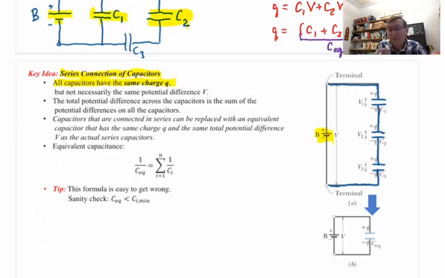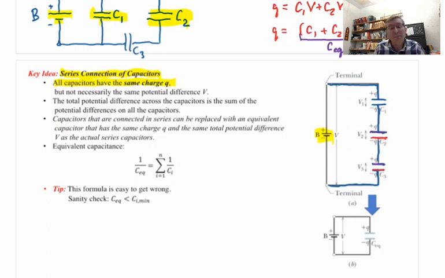The low terminal end of the battery results in an excess of negative charge, negative Q, on that lower plate of C3. That presence of negative Q on that conducting plate of C3 induces a plus Q on the opposite plate of C3. And then because the top plate of C3 and the bottom plate of C2 are connected by conducting wire, that plus Q on the top plate of 3 induces a minus Q on the bottom plate of 2, which in turn induces plus Q on the top plate of 2.